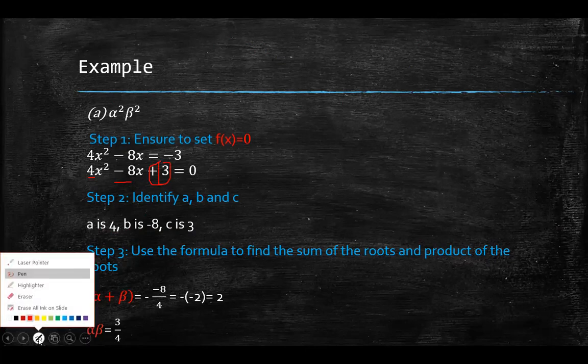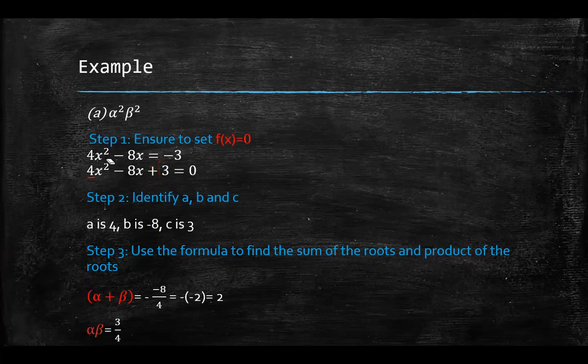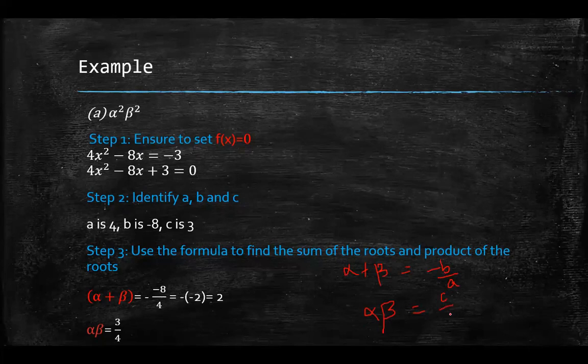These steps look familiar so far, right? And these are the same steps from before. Then, just like before, you use the formula to find the sum of the roots and the product of the roots. We know what's alpha plus beta. What's the formula for that? Anybody tell me? Minus b over a. And anybody tell me what's alpha beta? C over A.